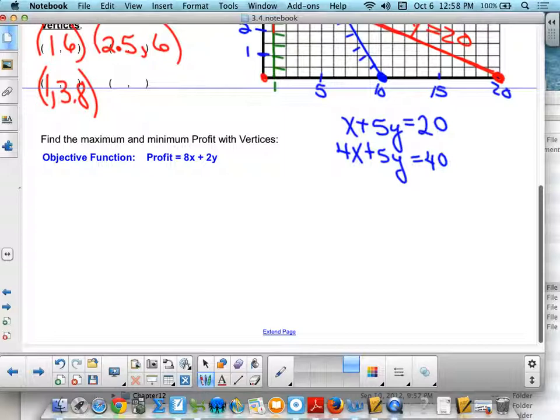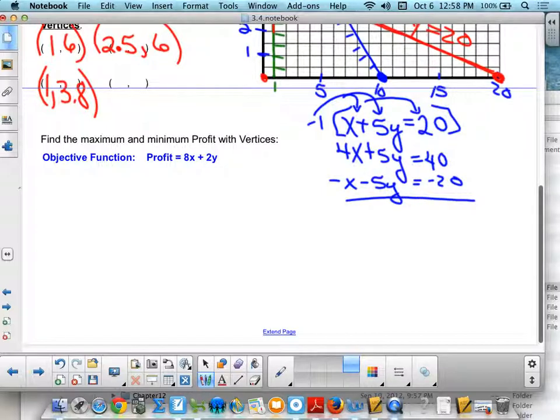You could do substitution. You can solve for x. I personally see 5y, 5y, so I just get this 5y to be negative. Negative x, negative 5y, negative 20. Draw your line. Add now. 3x equals 20. x equals what? Divide by 3. 20 divided by 3.